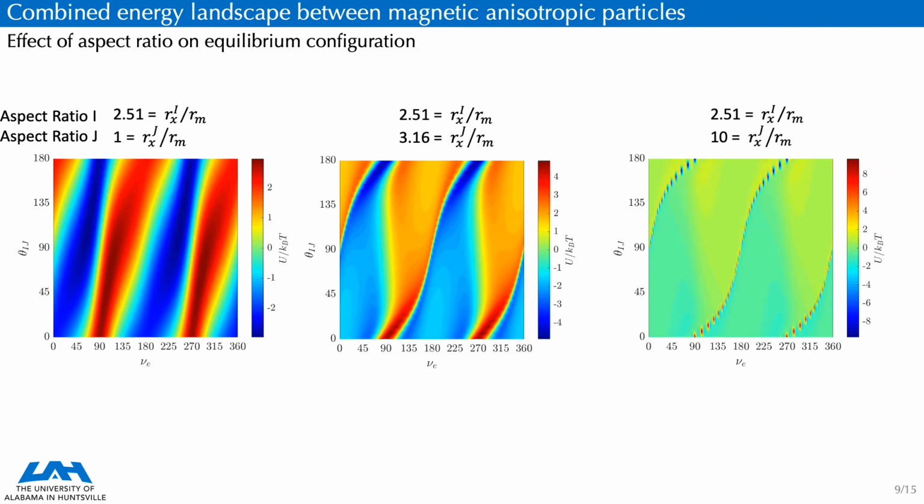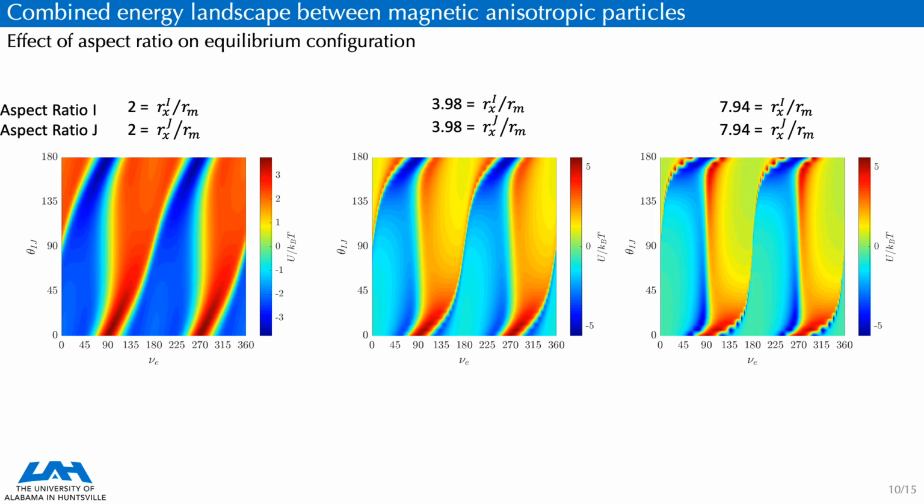And this trend holds up for larger aspect ratios as well. Here we have particle I having an aspect ratio of 2.51, and as the aspect ratio of particle J increases, we again go from these large areas of blue to these smaller regions of blue before it becomes just tiny ovals again. We thought that this previous trend was due in part to large differences between the aspect ratios of the two particles.